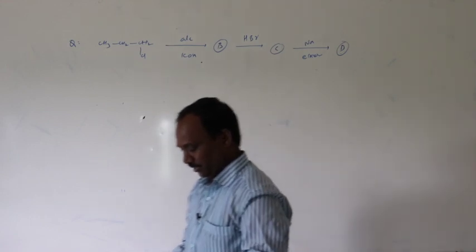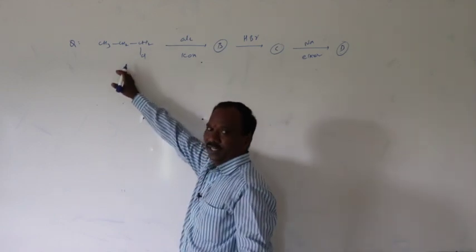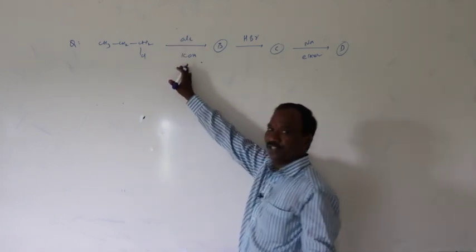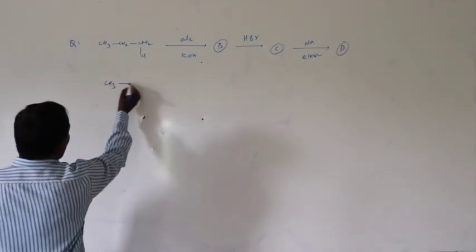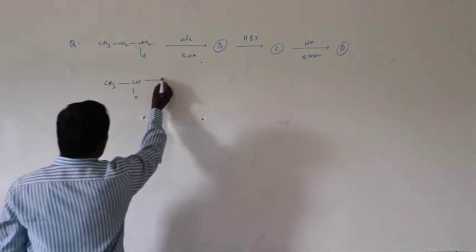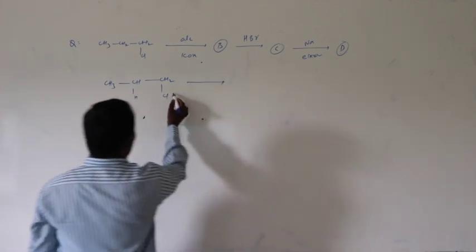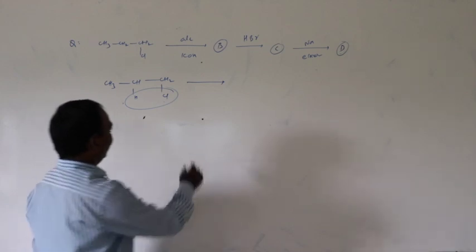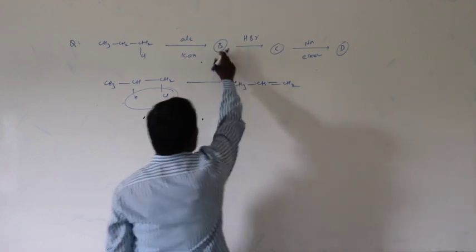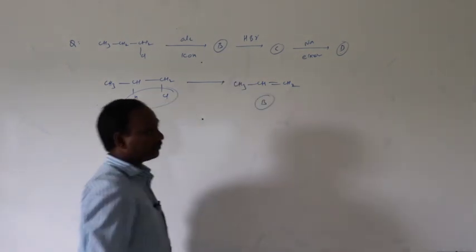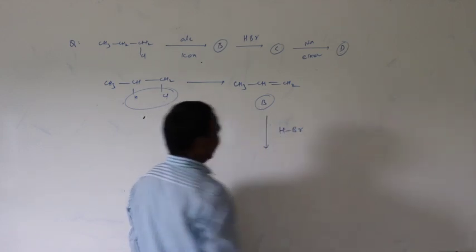What is D? First of all, propyl chloride reacts with alcoholic KOH. Dehydrohalogenation takes place. CH3 CH2 CH2Cl, propyl chloride, with alcoholic KOH means dehydrohalogenation. It gives propene, CH3 CH double bond CH2. This is compound B. B with HBr, hydrogen bromide.